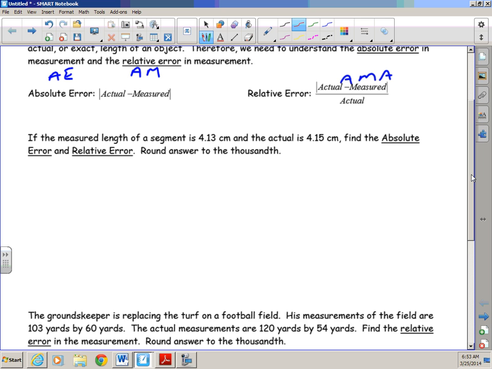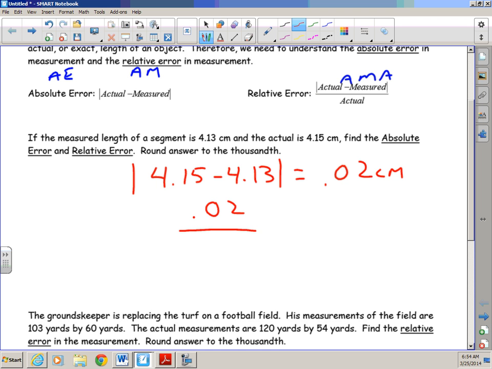So we have the measured length of a segment is 4.13 in, and the actual is 4.15. What is the absolute and relative error rounded to the thousandth? So the absolute would simply be actual minus the measured, or 0.02 centimeters. And then the relative would be 0.02 over 4.15. The key here is that you're using the actual 4.15 to get 0.005.